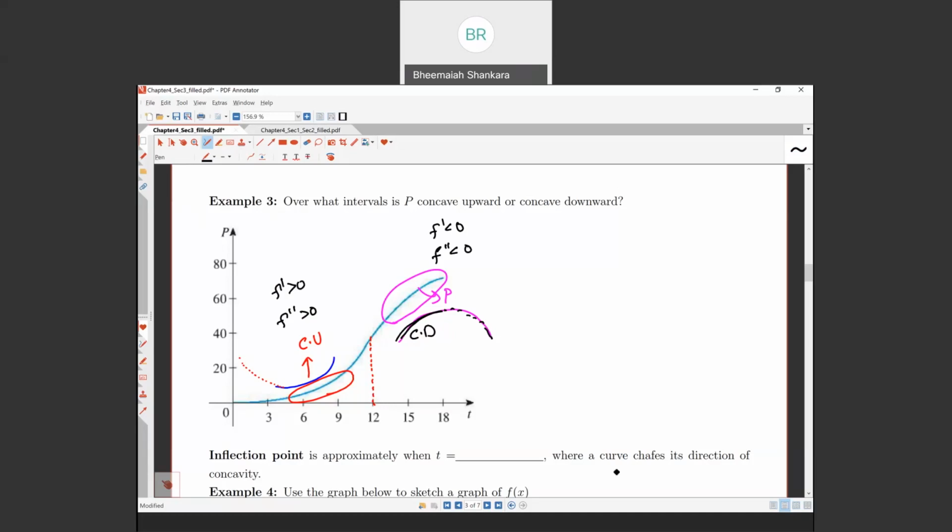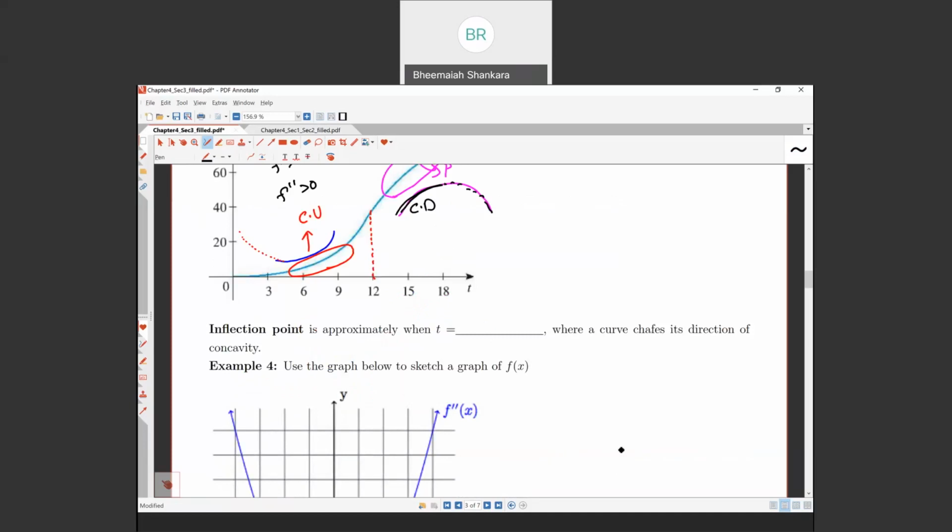So now let's do this exam definition. Inflection point is approximately when t is equal to 12 from the graph above. And this is the point where the curve changes. There's a typo here, please correct it. Its direction of concavity. So it's changing at 12 from concave up to concave down. So that particular point is called the inflection point.